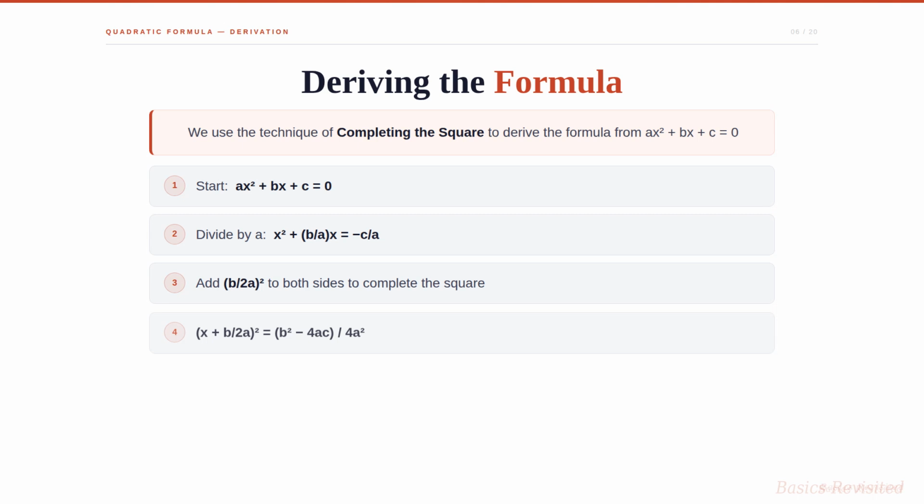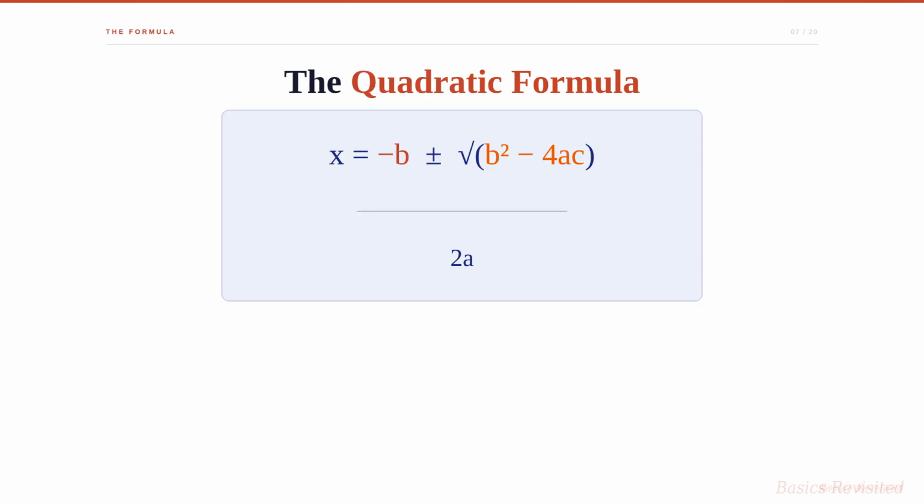Step 4. The left side becomes x plus b over 2a whole squared. The right side becomes b squared minus 4ac all over 4a squared. Step 5. Take the square root of both sides and solve for x. We now have the quadratic formula. The quadratic formula is x equals minus b plus or minus square root of b squared minus 4ac, all divided by 2a. Memorize this formula completely.